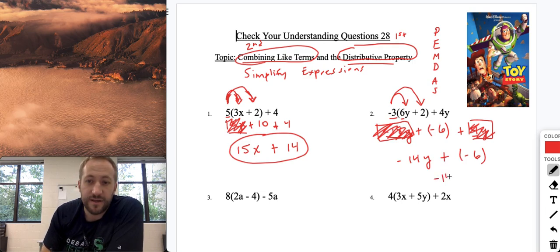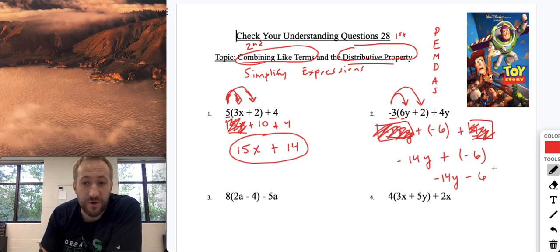If, however, you want to write it like this, negative 14y minus 6, that's just fine too. Those are the same expressions. Whatever you're more comfortable with, I would accept both on a test or a quiz. Both are perfect. Let's look at number 3.